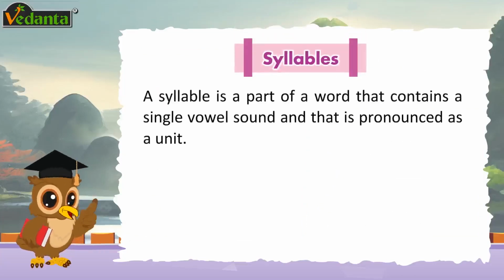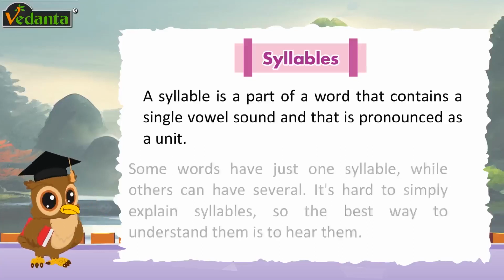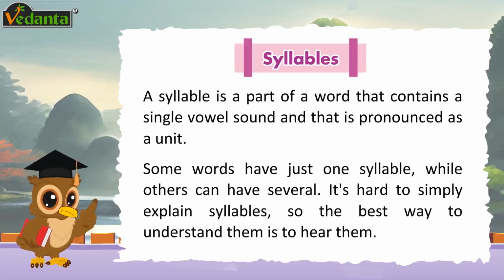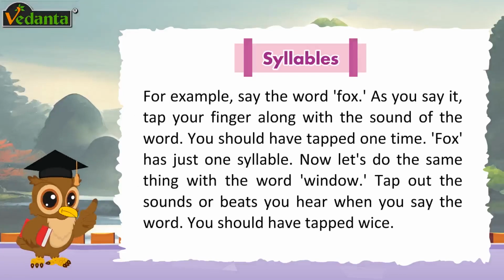Syllables. A syllable is a part of a word that contains a single vowel sound and that is pronounced as a unit. Some words have just one syllable while others can have several. It's hard to simply explain syllables, so the best way to understand them is to hear them. For example, say the word fox. As you say it, tap your finger along with the sound of the word. You should have tapped one time. Fox has just one syllable.